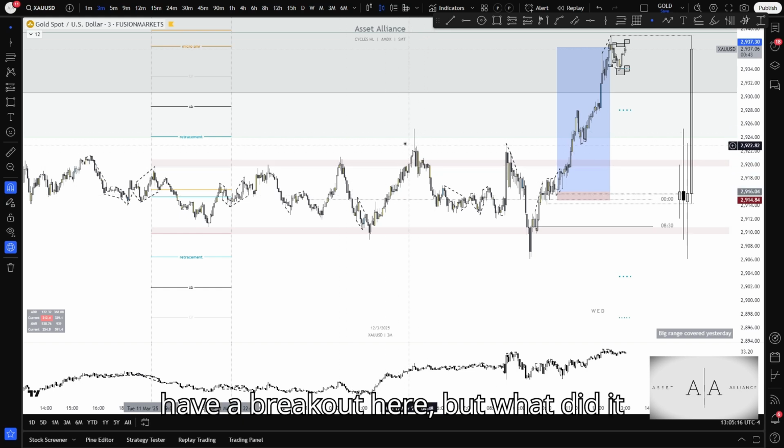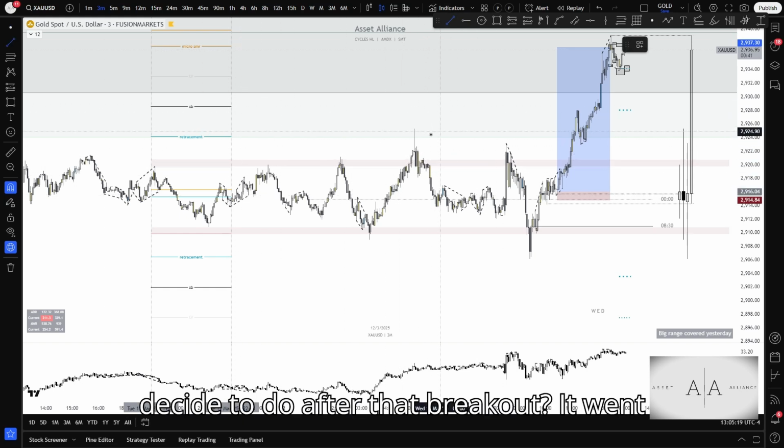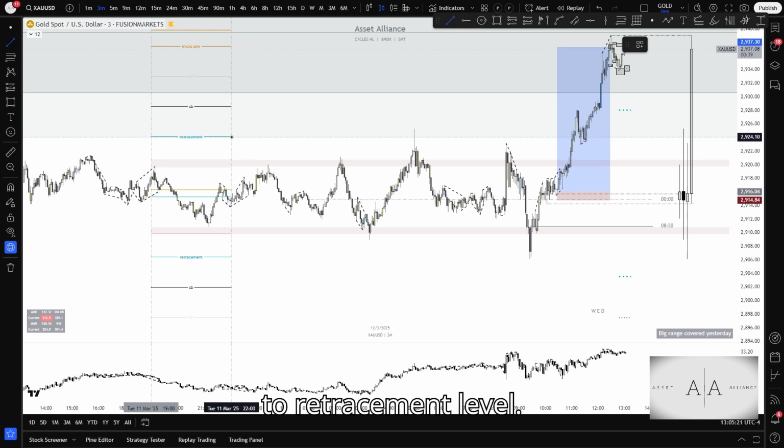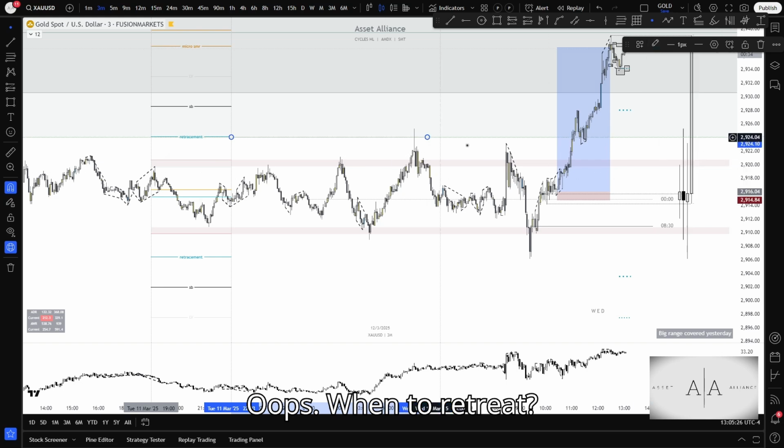Now, we did have a breakout here, but what did it decide to do after that breakout? It went to the retracement level. Oops. Went to retrace. Wait.